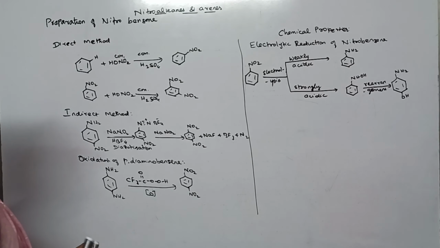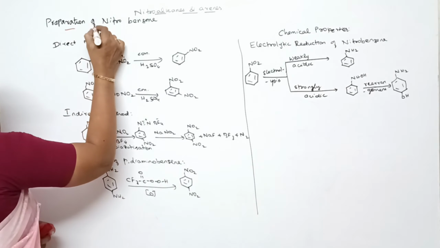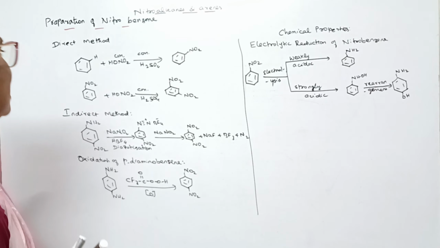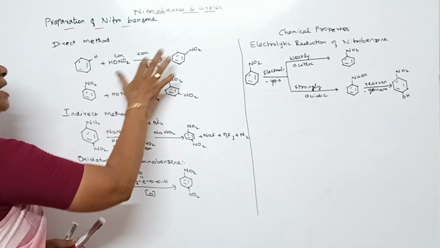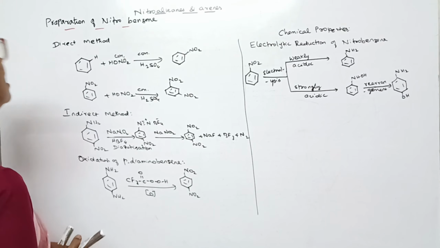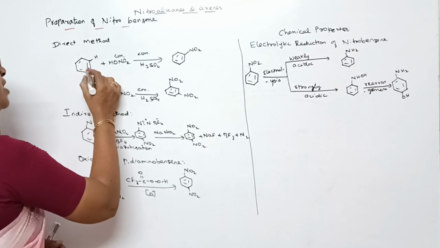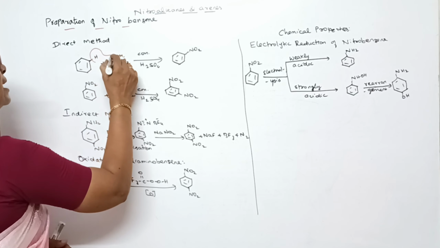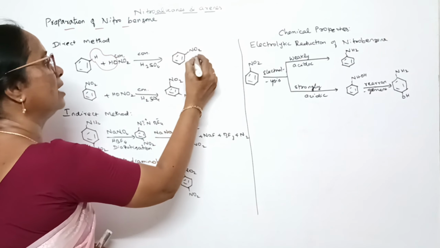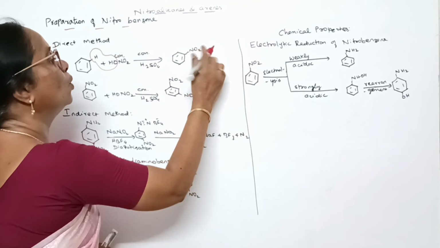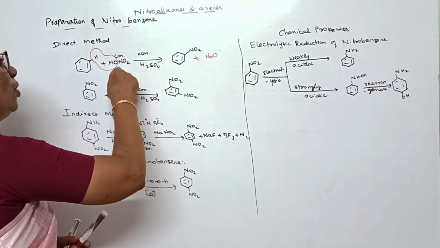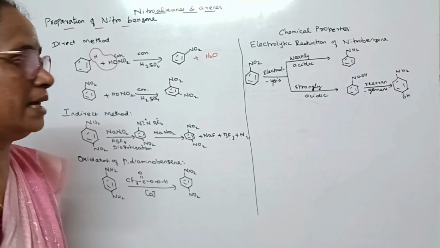Preparation of nitrobenzene. Nitrobenzene can be prepared by the direct method as well as the indirect method. In the direct method, benzene is nitrated in the presence of concentrated nitric acid and concentrated sulfuric acid. One of the hydrogens in the benzene is substituted by the NO2 group. So, we are getting nitrobenzene and water. Here, the nitrating mixture is concentrated sulfuric acid and concentrated nitric acid.